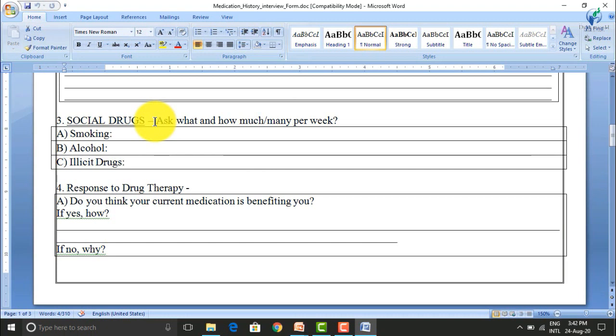Then social drugs: ask what and how much, or how many per week. That means if any patient is smoking, then we have to write it over here. If he is taking alcohol, then the information about this, how much and how many per week. Then illicit drugs, that means any controlled drug or illegal drug, if the patient is using them, then we have to mention the history of any illicit product over here.